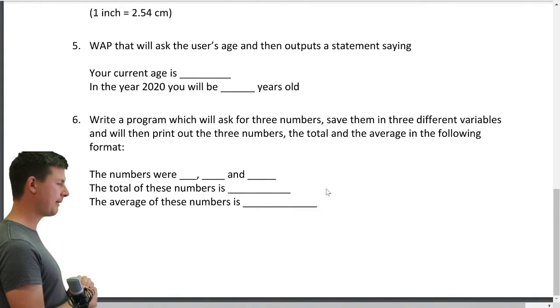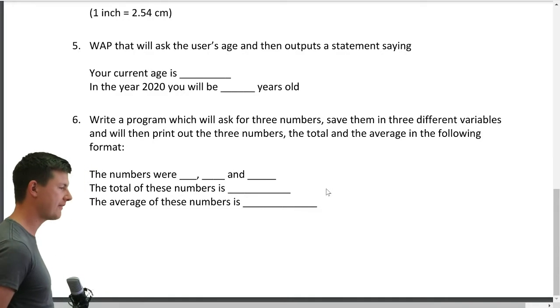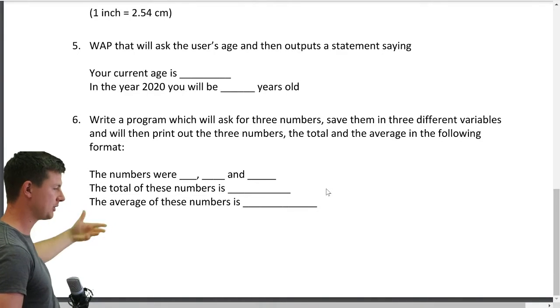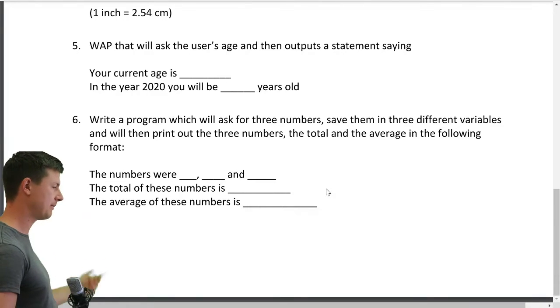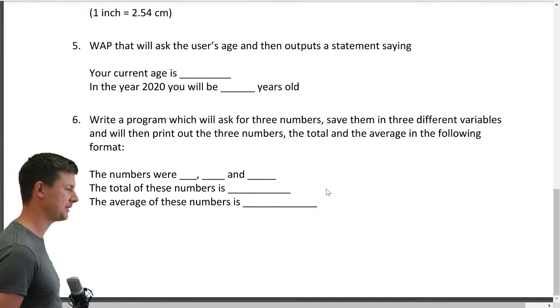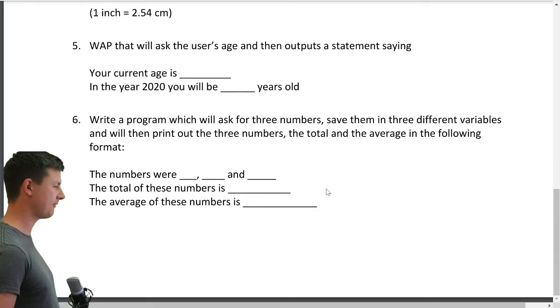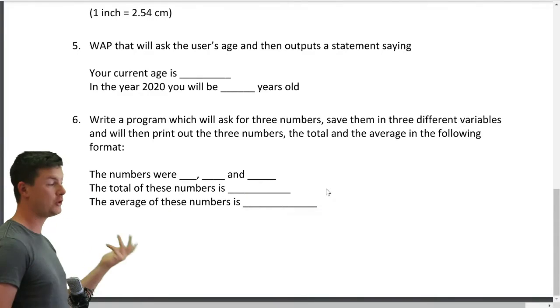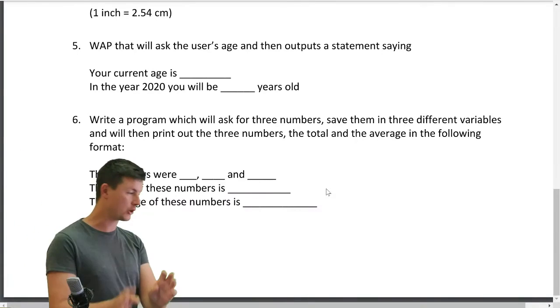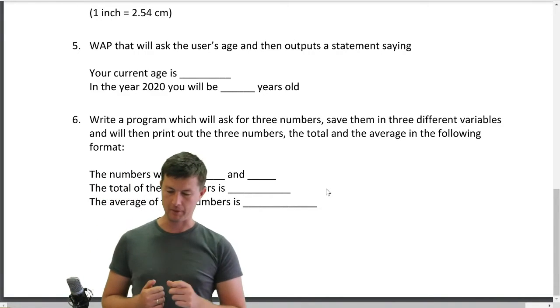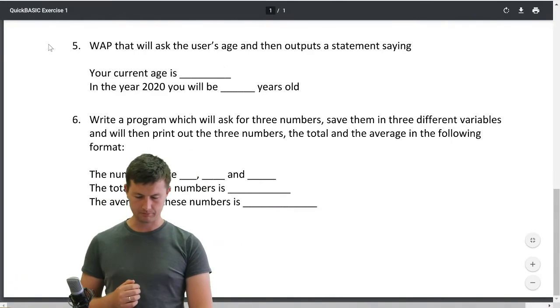Write a program which will ask for 3 numbers, save them in 3 different variables, and then print out the 3 numbers, the total, and the average in the following format. The numbers were blah, blah, blah. The total of the numbers is, the average of these numbers is. How do I calculate an average? If you don't know, maybe that would be something to Google and check out. But we will go through that when we write it.